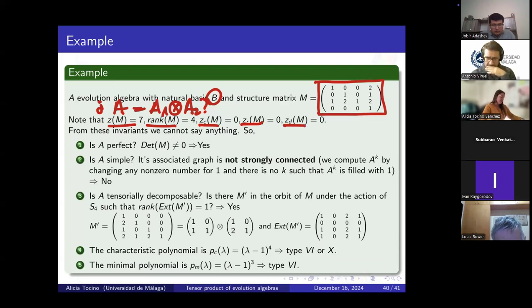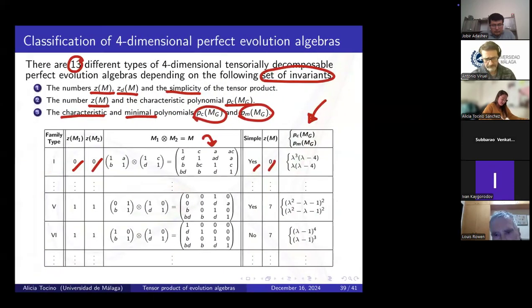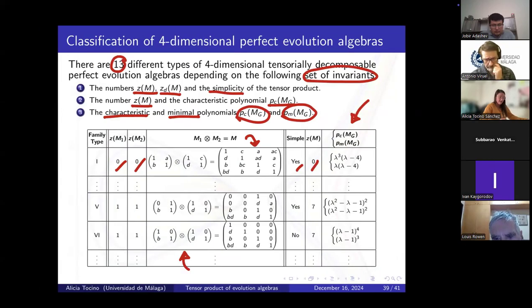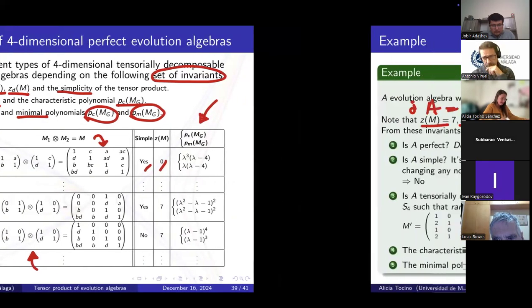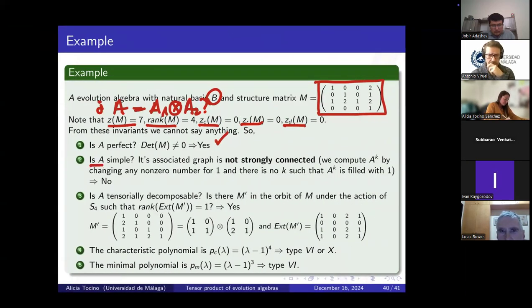So we start and we ask, is A perfect? The determinant of the structure matrix is different from 0. So yes, okay. Is A simple? Since it is perfect, we can apply this. We know that it has to be one of them. So we have to compute whether it is simple, and the characteristic and the minimal polynomial. So we have to answer whether it is simple.